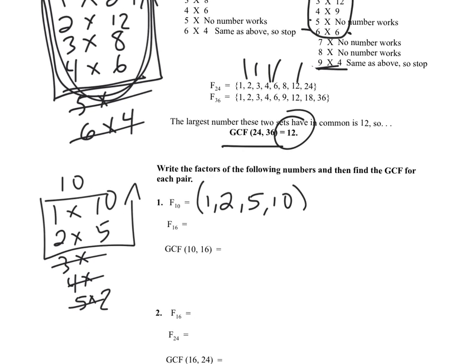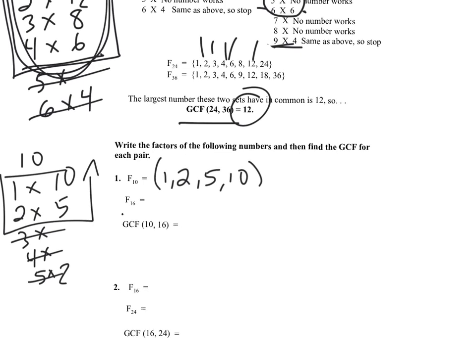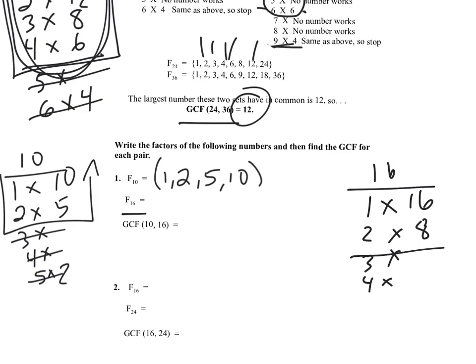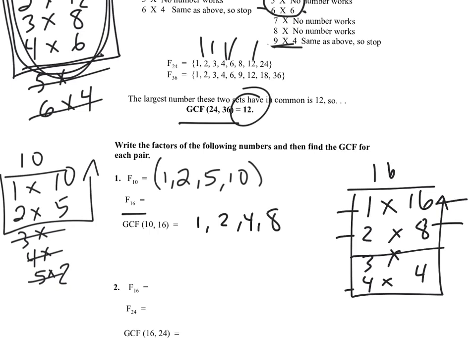Then I'm going to do the same thing with 16, because we need the factors of 16. So I'm going to go, all right, 1 times what? 2 times, 3 times, 4 times. So 1 times 16, 2 times 8, 3 doesn't work, and 4 times 4. So those are my factors. I got 1, 2, 4, 8, and 16. Those are all the factors.